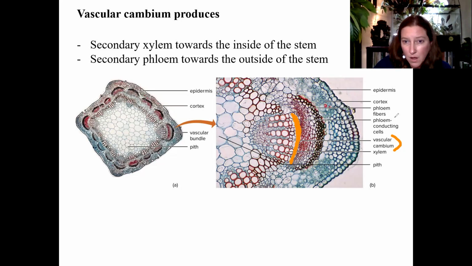So look, phloem conducting cells. The vascular cambium is going to make phloem toward the outside of the stem, right? So like this way. Where is our, here we go, xylem. So the vascular cambium is going to make xylem, or secondary xylem, toward the inside of the stem.